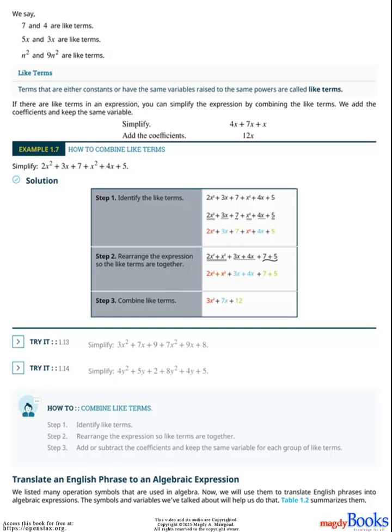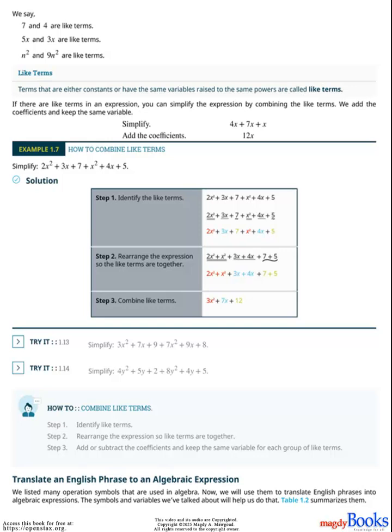How to combine like terms. Step 1. Identify like terms. Step 2. Rearrange the expression so like terms are together. Step 3. Add or subtract the coefficients and keep the same variable for each group of like terms.